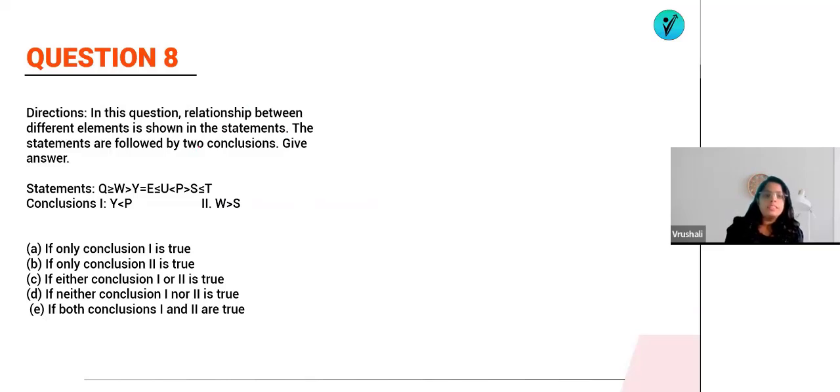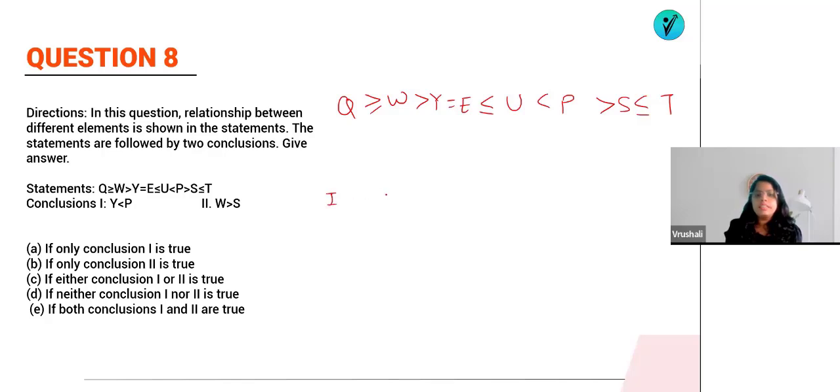That's it. So the next question is question number 8, which is a question of inequality. What they are saying is symbol based inequality. So in this one, you have an equation like Q is greater than or equal to W, greater than Y, equal to E, less than or equal to U, less than P, greater than S, less than or equal to T. And your first conclusion is Y is less than P. Now what we say here, we will just look at the Y and P. So you can see this is the Y, this is the P.